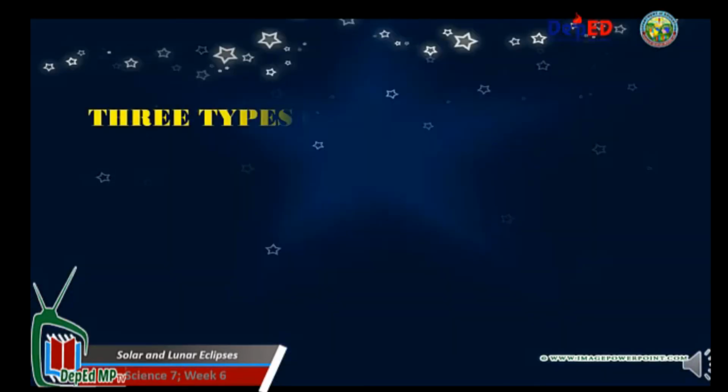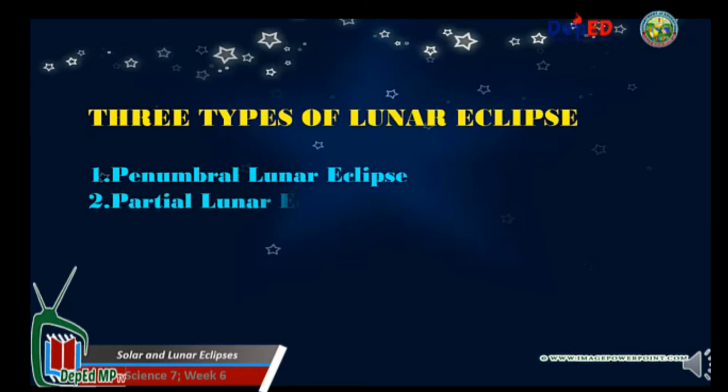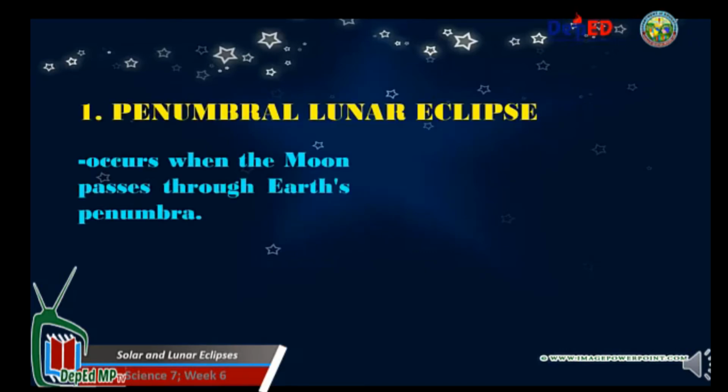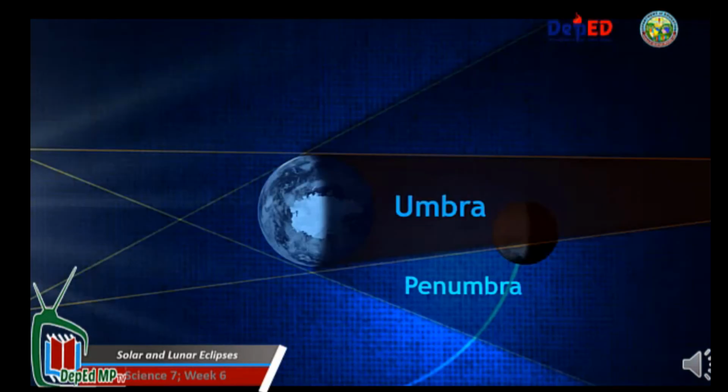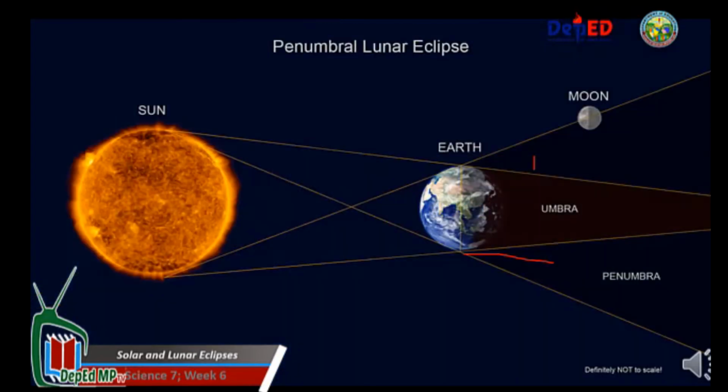There are three types of lunar eclipse. We have the penumbral lunar eclipse, the partial lunar eclipse, and the total lunar eclipse. Another type of lunar eclipse is the penumbral lunar eclipse. This occurs when the moon passes through the Earth's penumbra, like this one. And take note that when we say penumbra, it is the lighter shadow of the Earth, this one. Another example of penumbral lunar eclipse is this one.